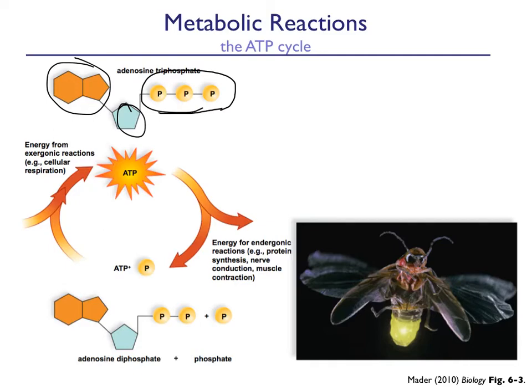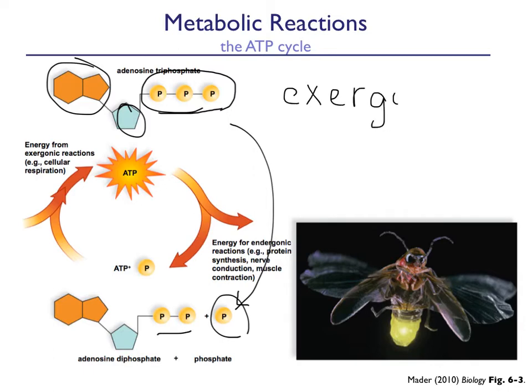As it loses those phosphates, it's going to release energy. It's going to become much more stable when it becomes ADP, or diphosphate, and it loses one of those phosphates. It's going to release energy. Reactions that release energy are called exergonic reactions. So when ATP is converted to ADP, it's an exergonic reaction that releases energy.